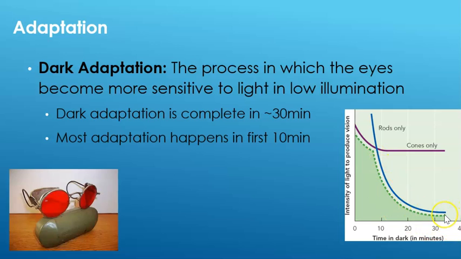And after 30 minutes, you're going to be able to see pretty well in the dark, assuming there's a little bit of light. Now, if it's a complete blackout, there's no light at all, you still can't see, but as long as there's a little bit of light, your eyes will be able to adjust and you'll be able to see pretty good in the dark after 30 minutes, thanks to using just your rods.